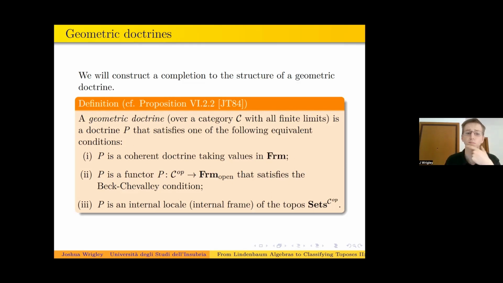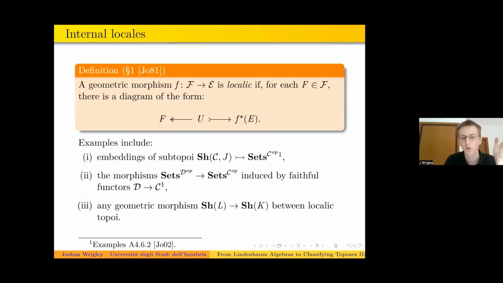And finally, this is equivalent, due to a result by Joyal and Tierney, to P being an internal locale, or internal frame, of the presheaf topos Sets^(C^op). So this is the data of a geometric doctrine, and we're going to build a completion to this data. You could prove all of the results I'll mention at the end by hand, but it's just so much easier and nicer to use some fancy topos theory.